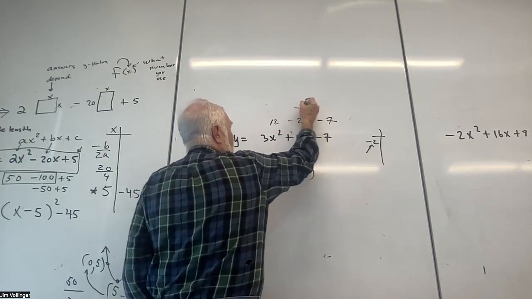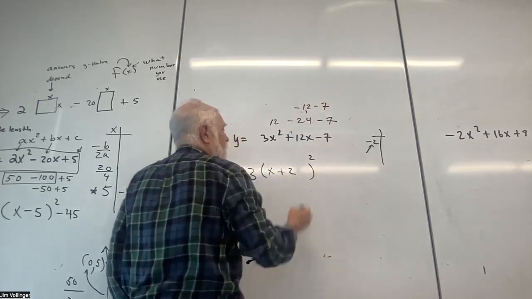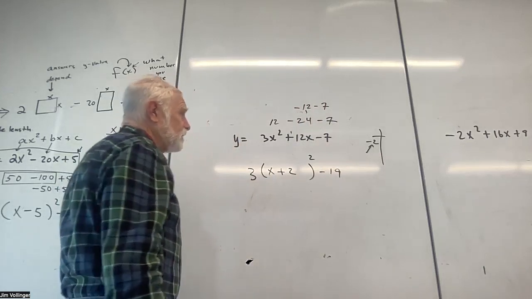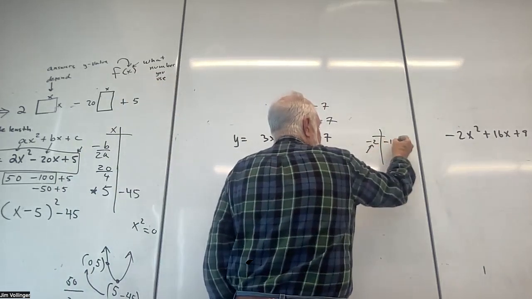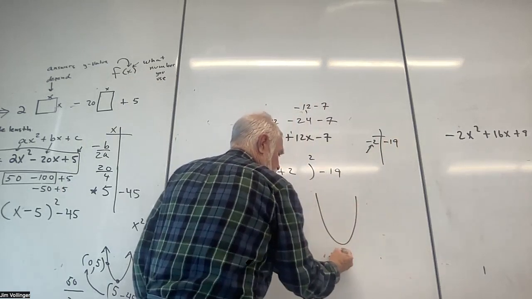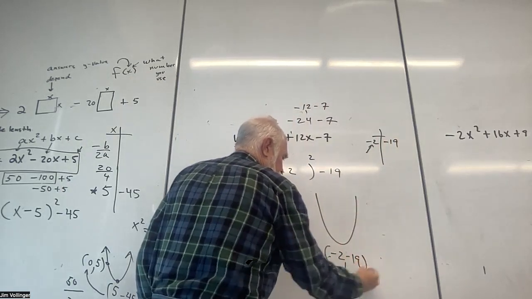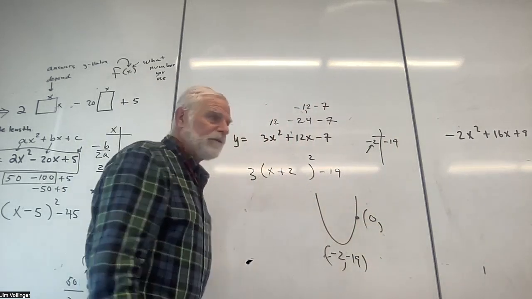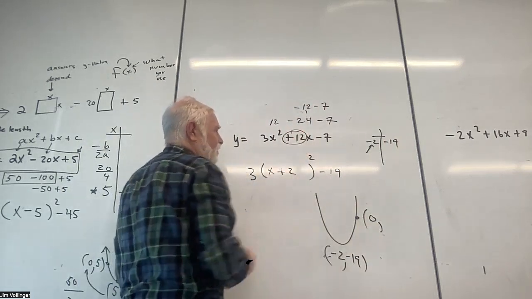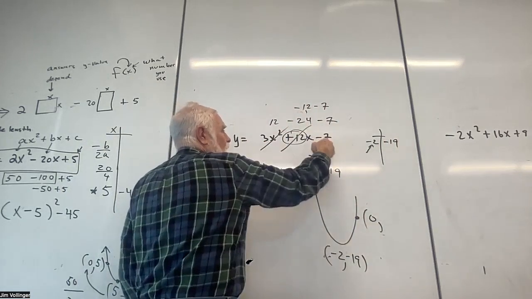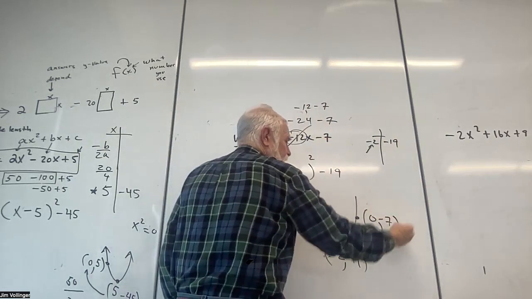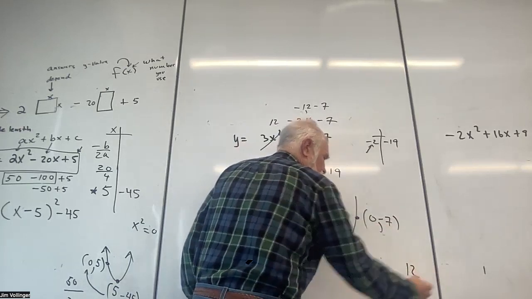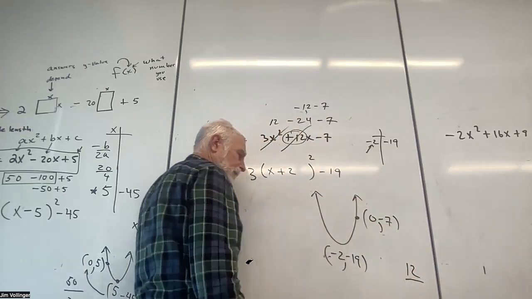I'll cut that in half. Minus 12, minus 7, minus 19. Minus 19. That's my vertex. Which means that I have minus 2, minus 19. That means my y-intercept is on the increasing side, which means my linear coefficient is positive. Oh, yes, it's positive. And if I put a 0 in, I get minus 7. How far is it from negative 19 to minus 7? 12 units. I should put some arrows here.